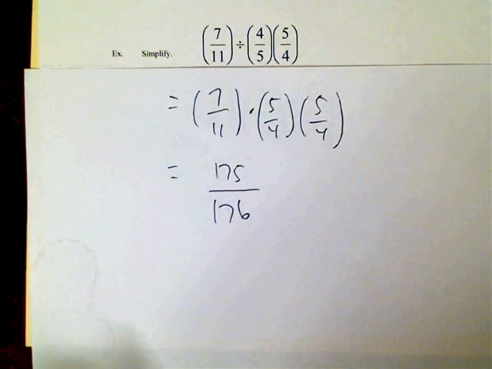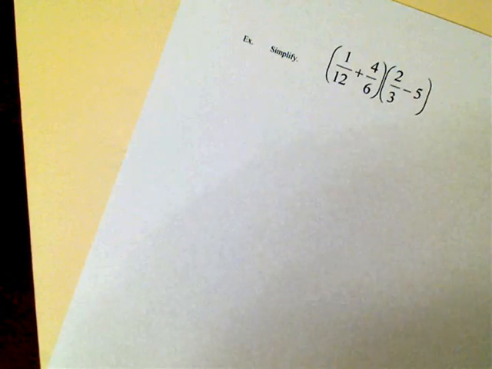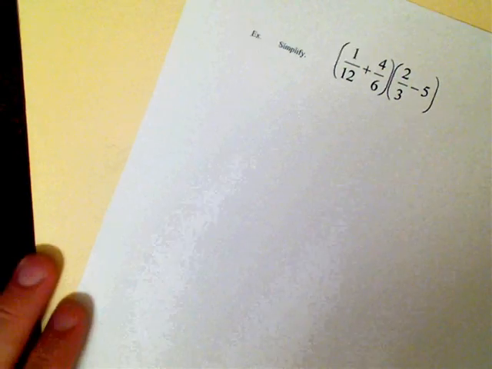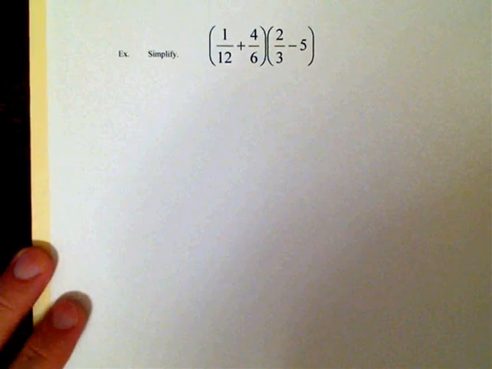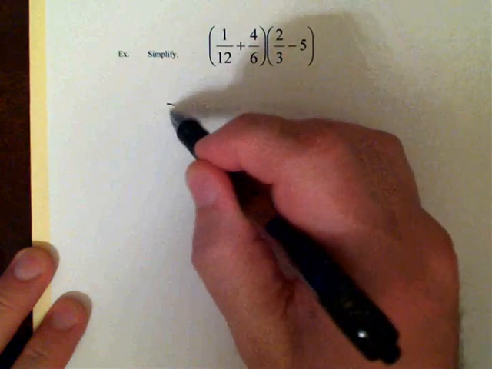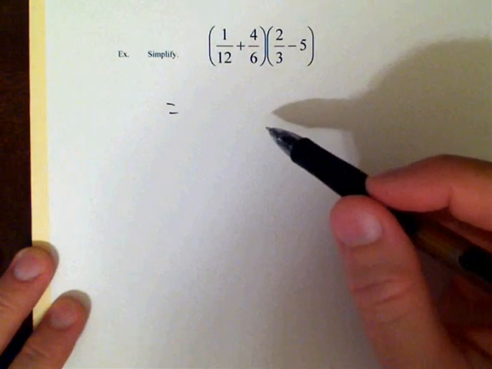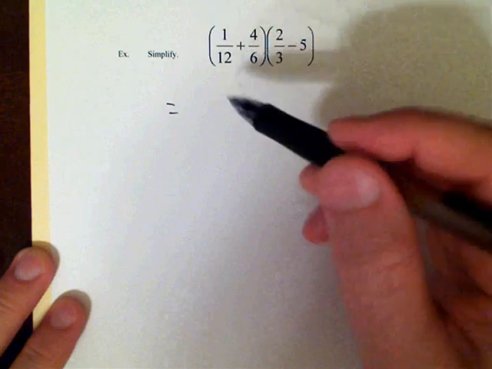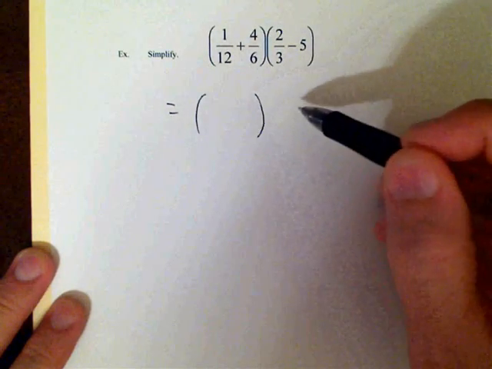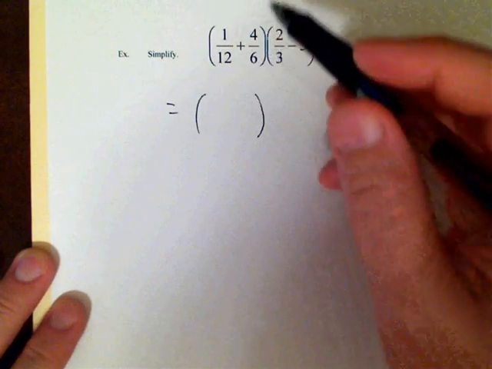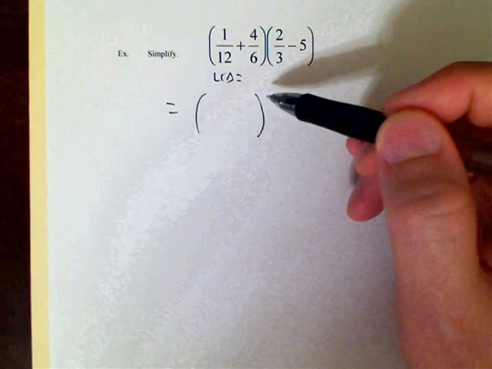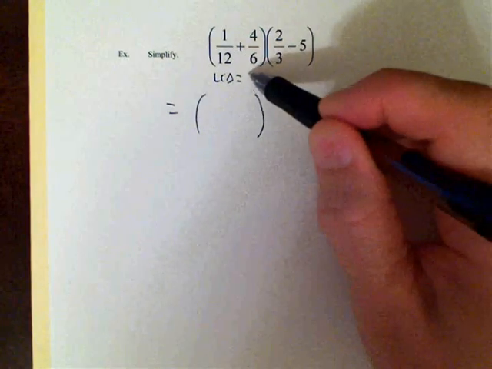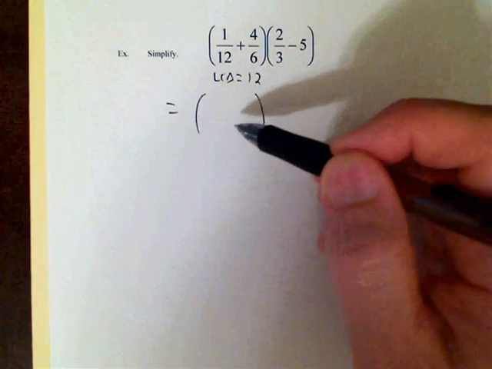Now let's do one more. This is a common one that seems to appear in these types of sections. Once again, order of operations states that we need to do what's inside parentheses first. So let's look at these two right here. In order to add fractions, got to have the LCD. LCD of 12 and 6 is 12. That's the smallest number that both 12 and 6 divide into.